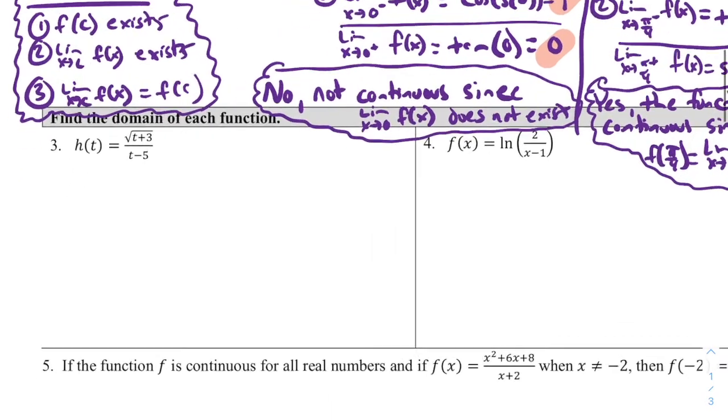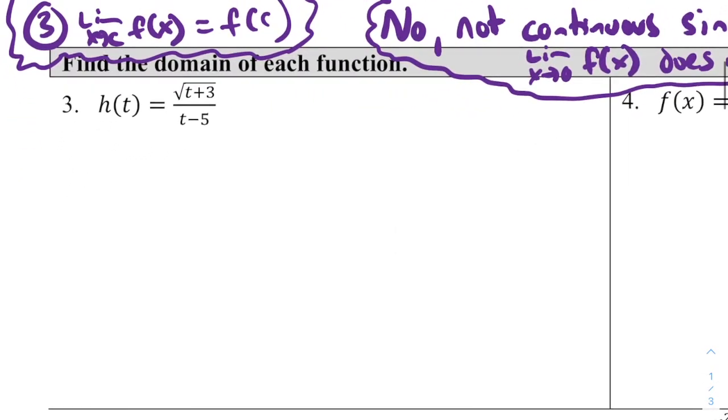All right, moving on to number 3, find the domain of each function. Remember, for domain we're talking about x values where a function is defined. And so in this case, I'm looking at 2 pieces. First off, I see that the denominator cannot equal 0. So t minus 5 cannot equal 0, which means that t cannot equal 5.